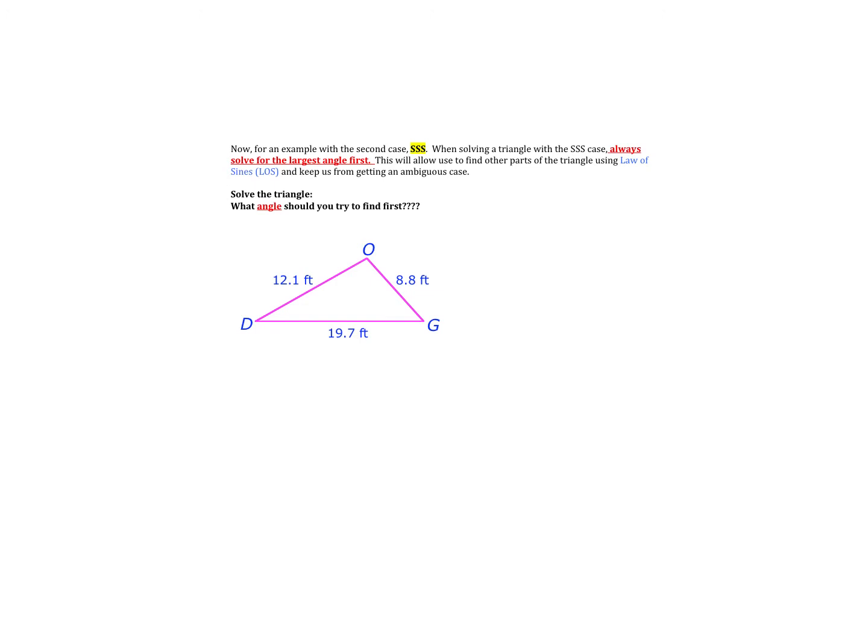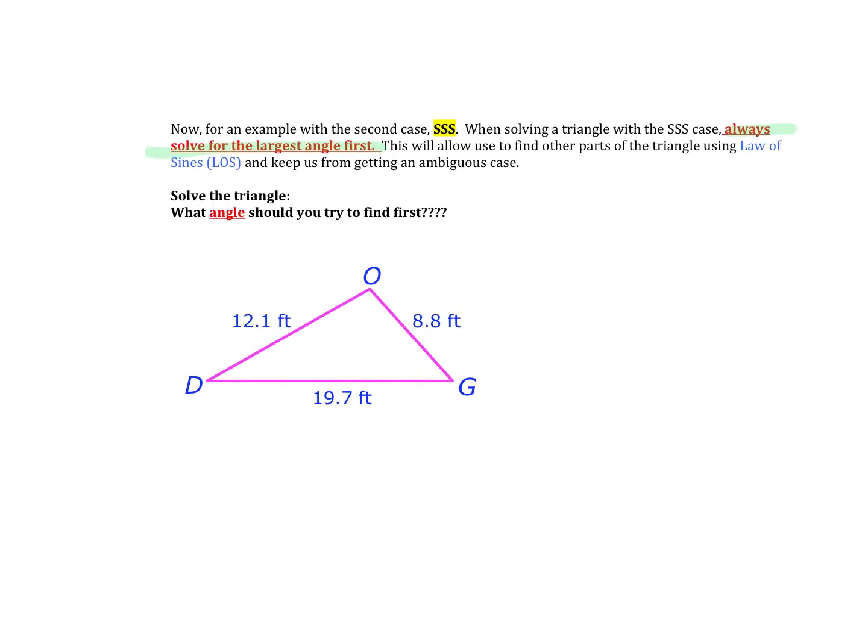Another thing to point out and that you have to remember is that you always want to solve for the largest angle first. Well, the question becomes, if I don't know any of the angles in this triangle, I don't know D, I don't know O, I don't know G, how am I supposed to know which one's the biggest one? Well, hopefully you remember that we've discussed before that the largest angle is always across from the longest side.